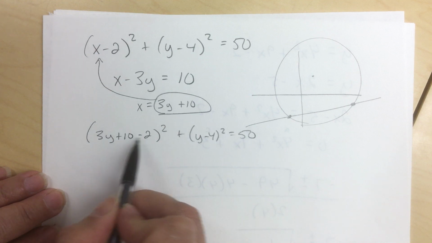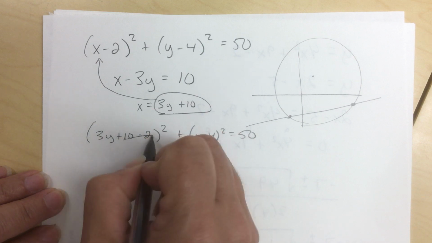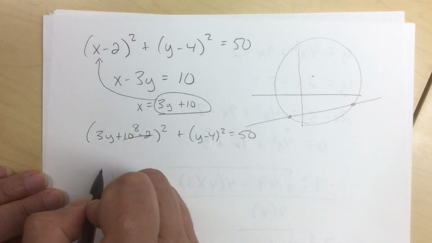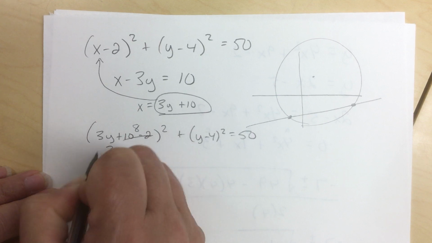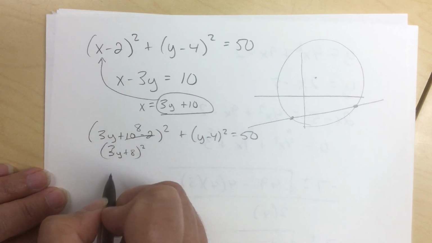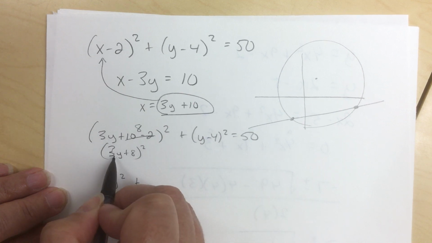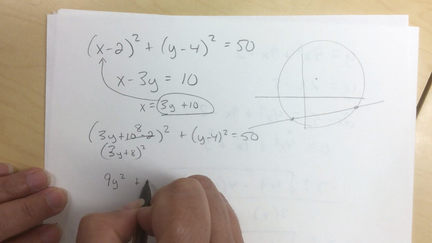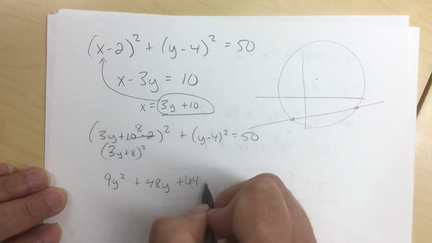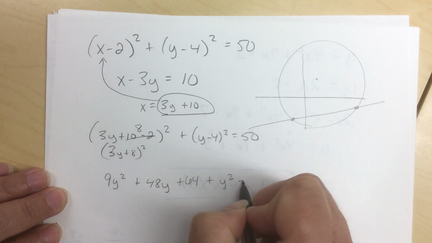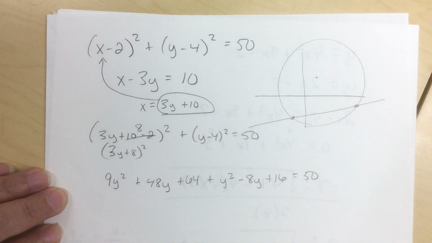Now, simplify this. You've got 10 minus 2, which gives you 8, so this becomes (3y plus 8) squared. We're going to simplify this. That gives me 9y squared, plus 8 times 3 is 24, and then you double it, so plus 48y, plus 64, then simplify that, plus y squared minus 8y plus 16 equals 50.